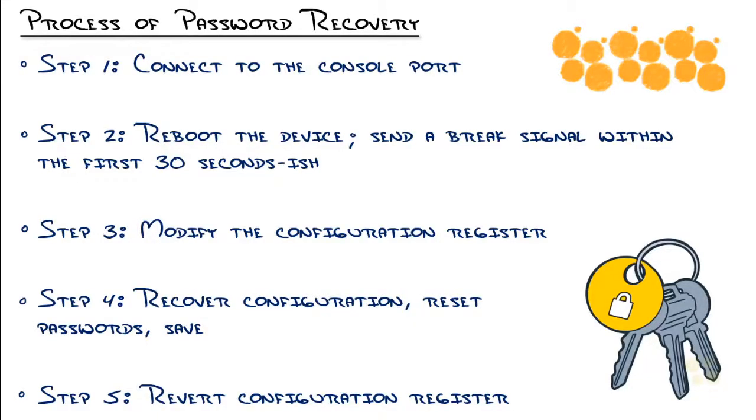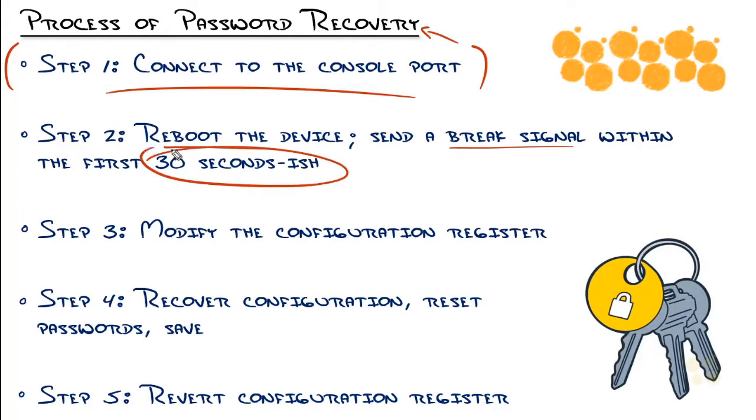So before I dive right into the configuration, I'm going to go live with you on the Cisco gear. Here is the general process of password recovery. First thing, connect to the console port, and that's the prerequisite knowledge that I was hoping you would grab from the other skill. Second, reboot the device and send a break signal within the first 30 seconds-ish. And I say ish because different Cisco devices are different. Some of them will allow you to do it a little longer, some of them a little shorter.